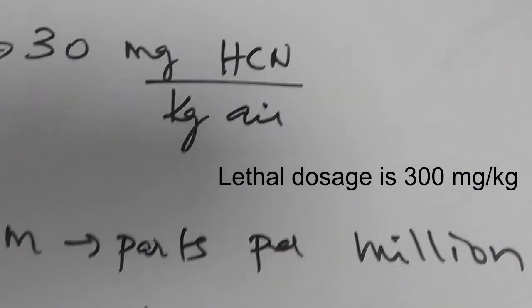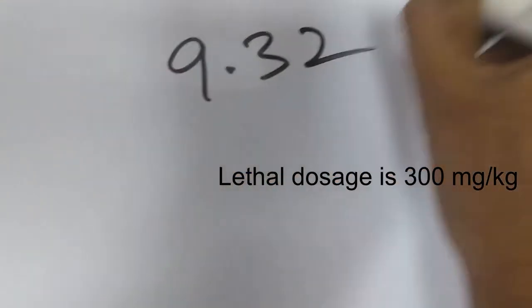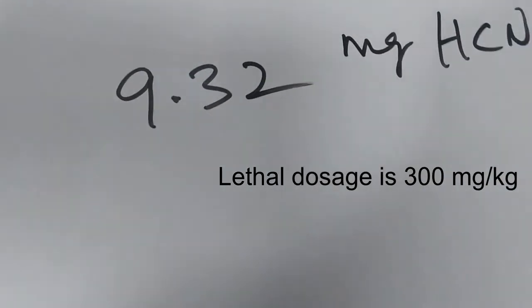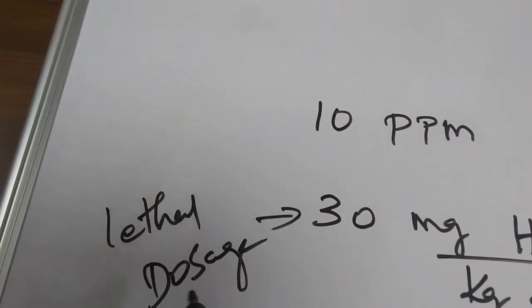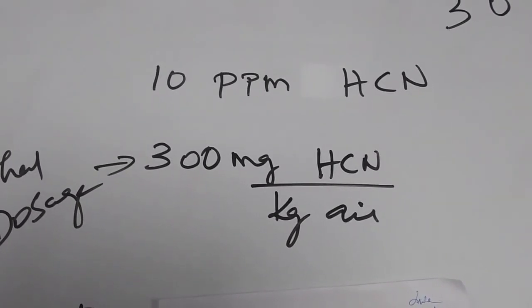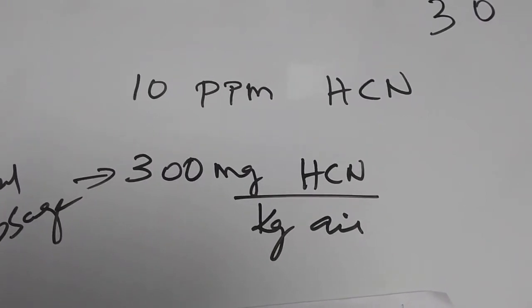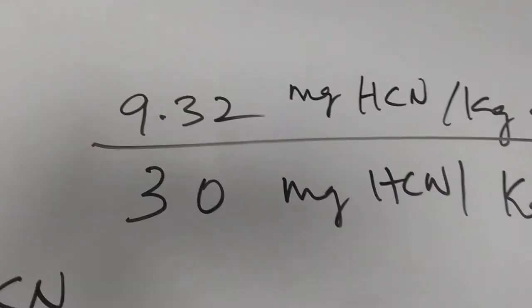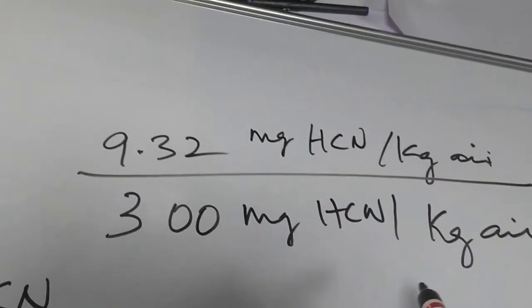Okay, so what we get is the answer for the second part. What fraction of lethal dosage is 10 ppm? So that way you can say 9.32 milligrams HCN per kg air divided by, okay, so what is the lethal dosage? It is 300 milligrams HCN per kg air, right? So that way it is 9.32 milligrams divided by 300 milligrams.